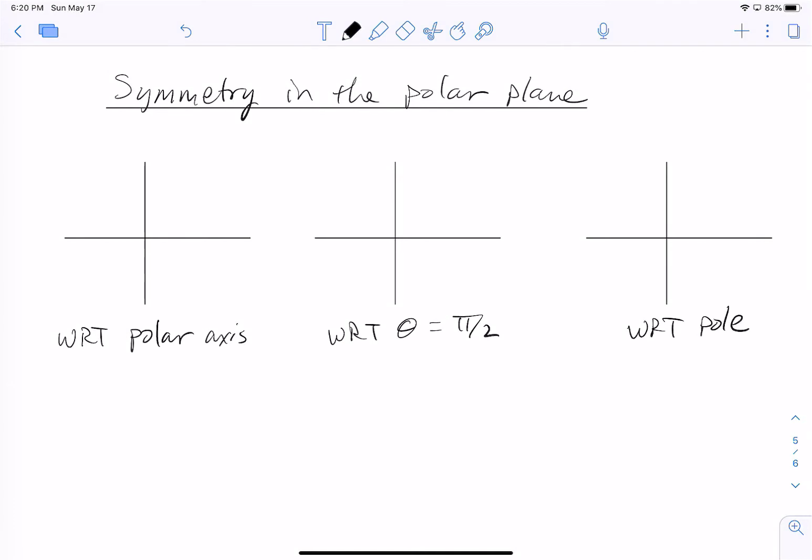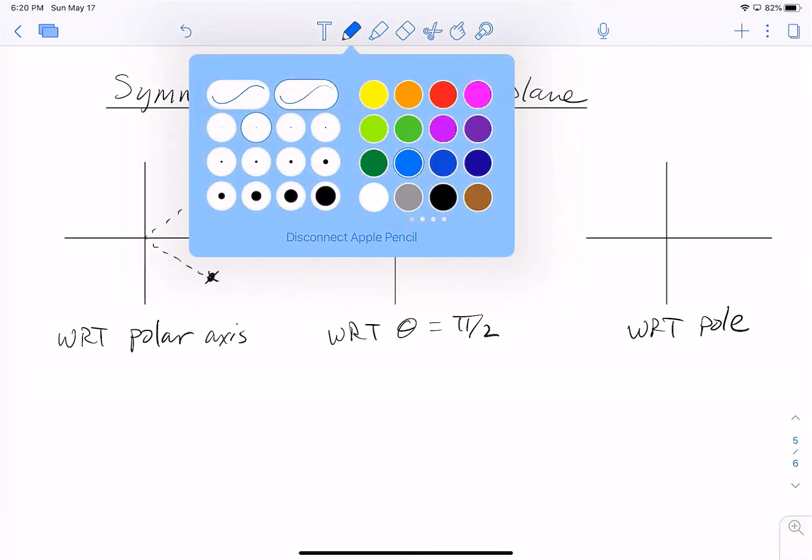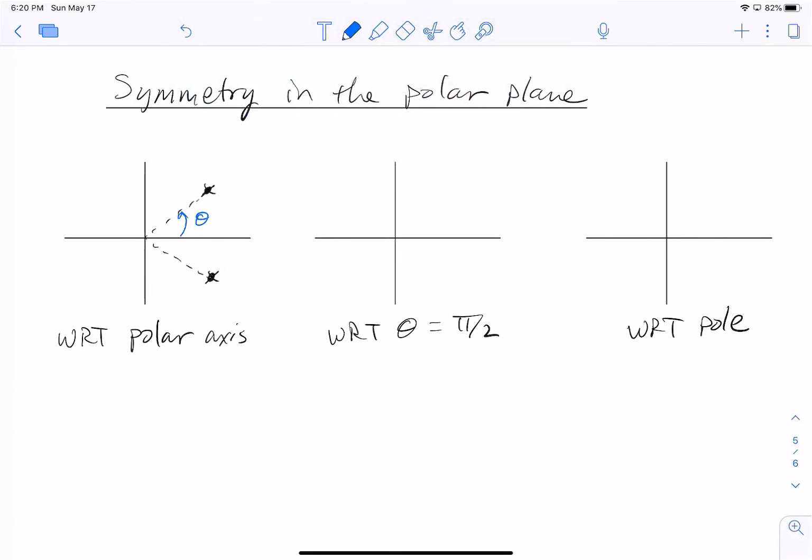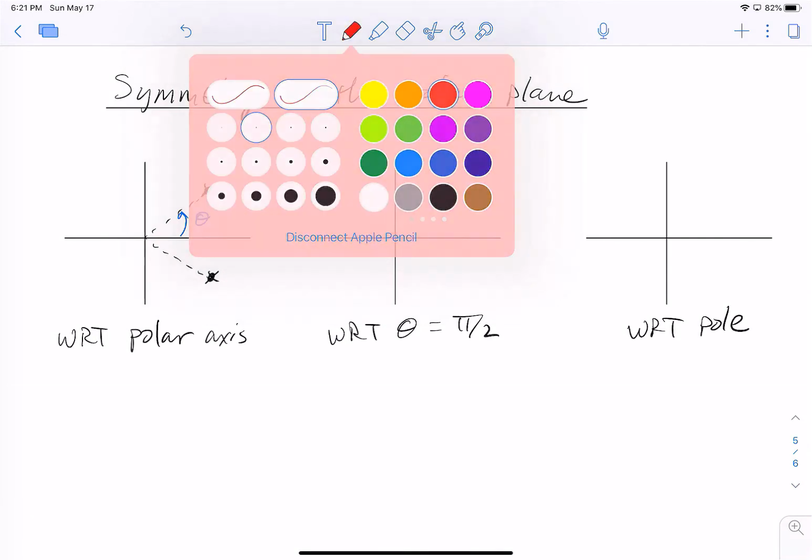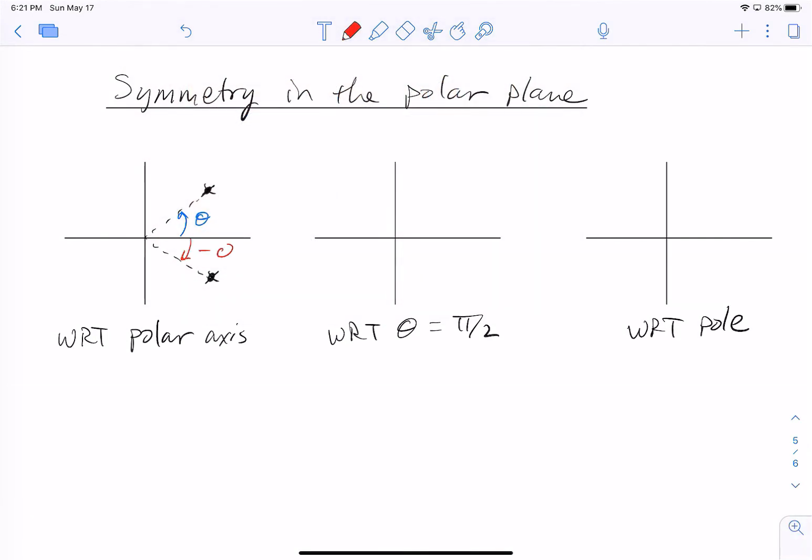For symmetry with respect to the polar axis, that means whatever's happening, for instance, in the first quadrant, it's also happening in the fourth quadrant. And when I say what's happening, what I mean is if there's a point in the first quadrant, then it will also have a reflected point in the fourth quadrant. If in the first quadrant the angle that we have is theta, then in the fourth quadrant the angle that we have is negative theta.